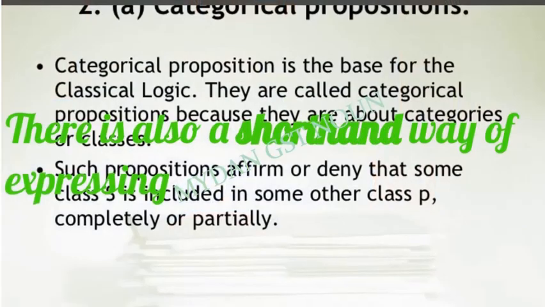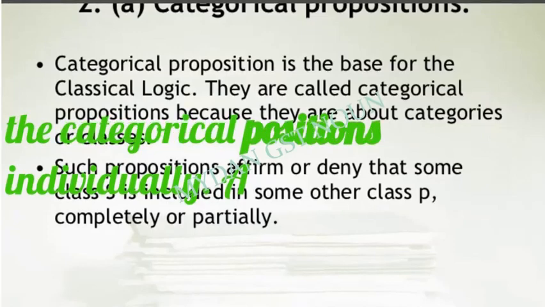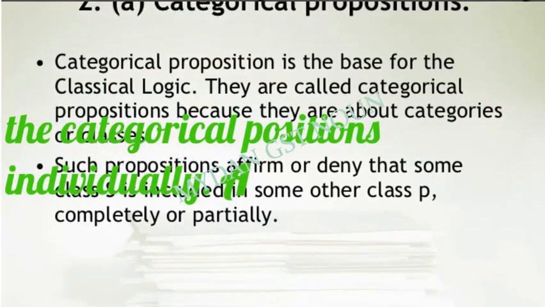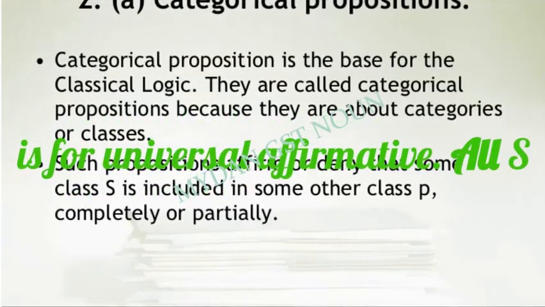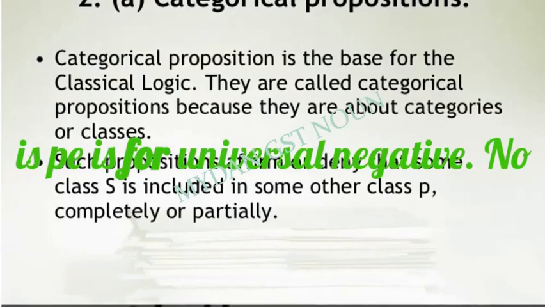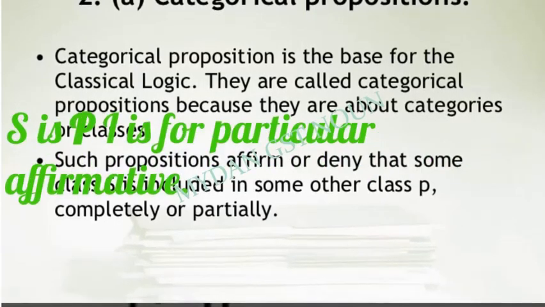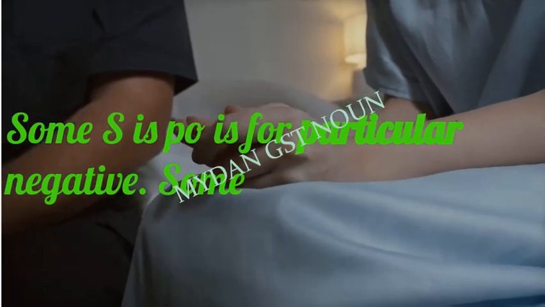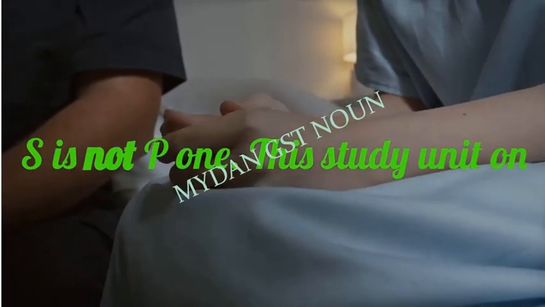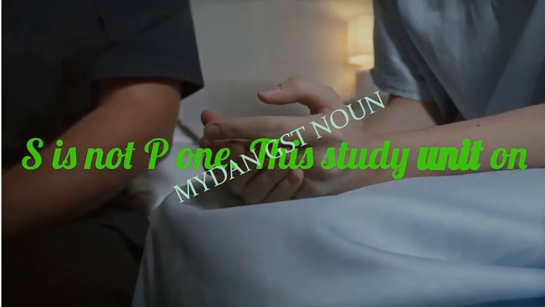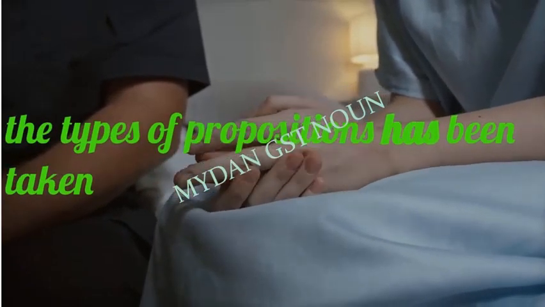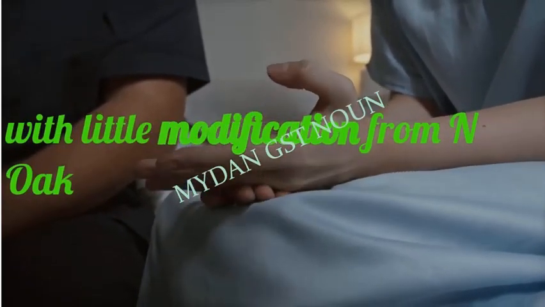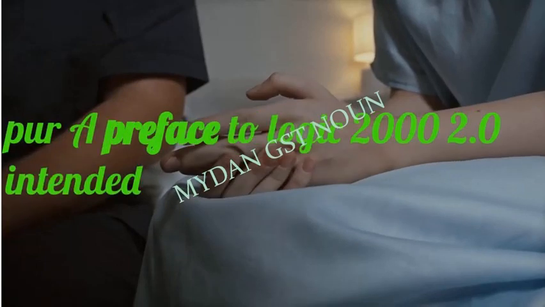There is also a shorthand way of expressing the categorical propositions individually. A is for universal affirmative, all S is P. E is for universal negative, no S is P. I is for particular affirmative, some S is P. O is for particular negative, some S is not P. This study unit on the types of propositions has been taken with little modification from N. Otakpor, A Preface to Logic, 2000.